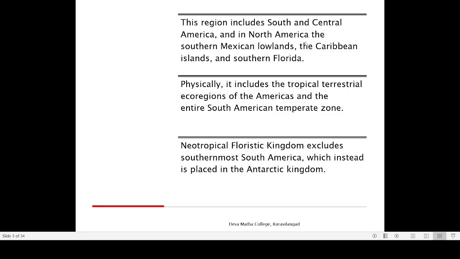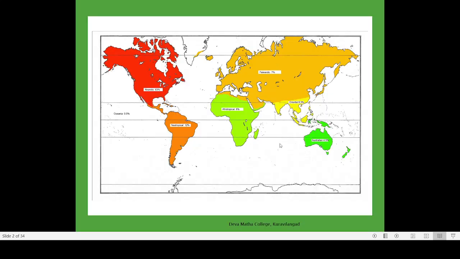Then we have Caribbean islands and southern Florida. Where is Caribbean islands? These are the Caribbean islands. These islands situated here are known as the Caribbean islands. And this is the United States, and there is a projection here. This projected part is known by the name Florida. So Florida is also part of Neotropical region or Neotropical realm.